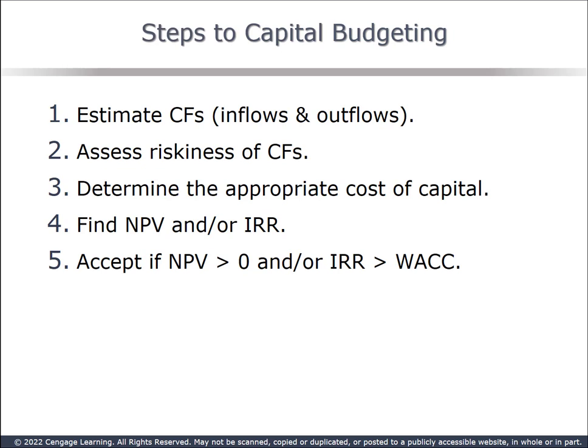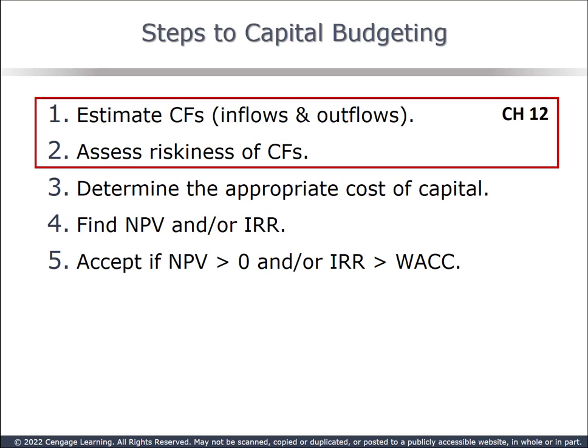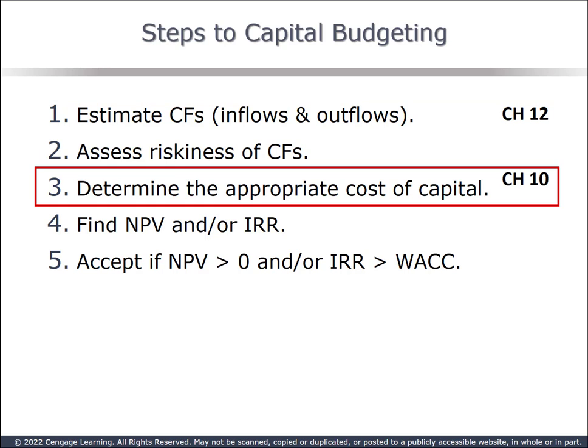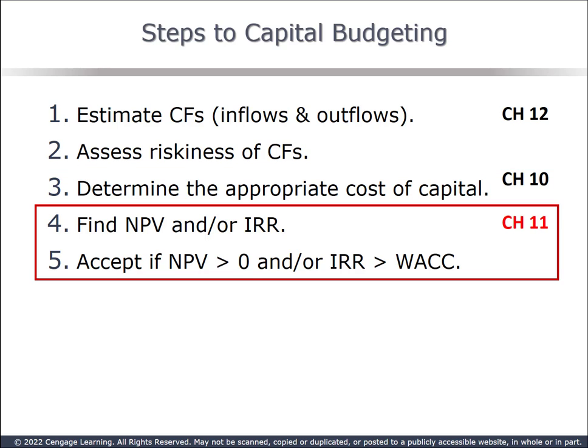Here are the 5 steps involved in capital budgeting analysis. Estimate the cash flows and assess their riskiness, Chapter 12. Determine the appropriate weighted average cost of capital. We just did that, Chapter 10. Find NPV and IRR and decide accept or reject. That's this chapter, Chapter 11.